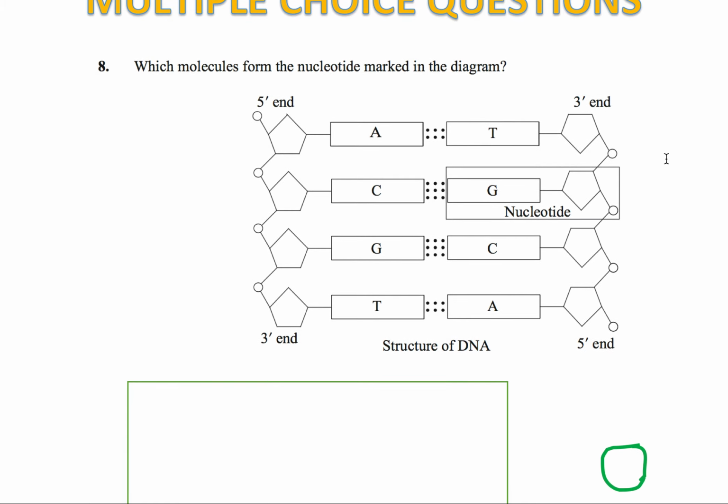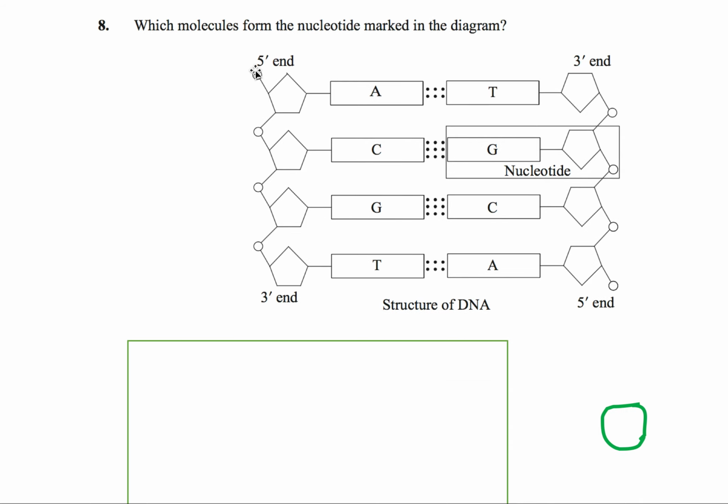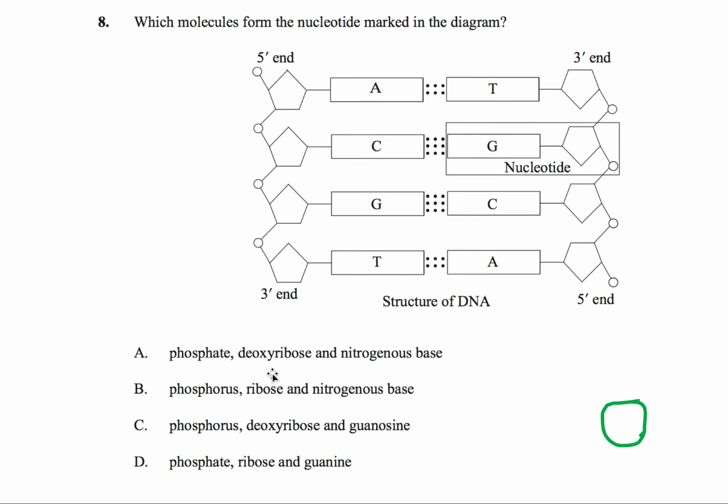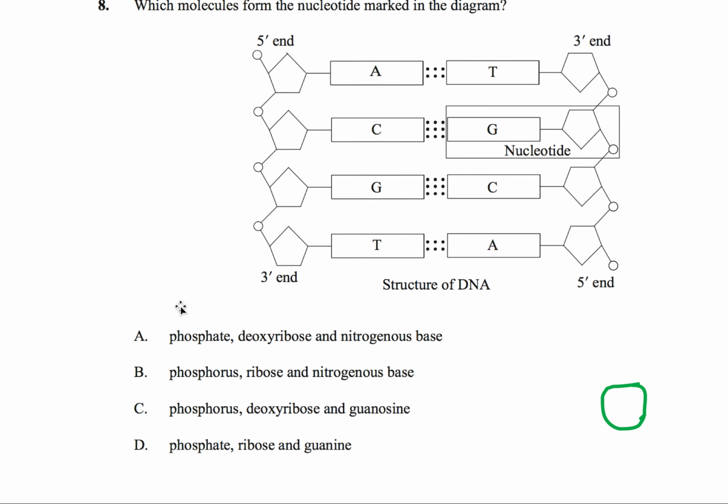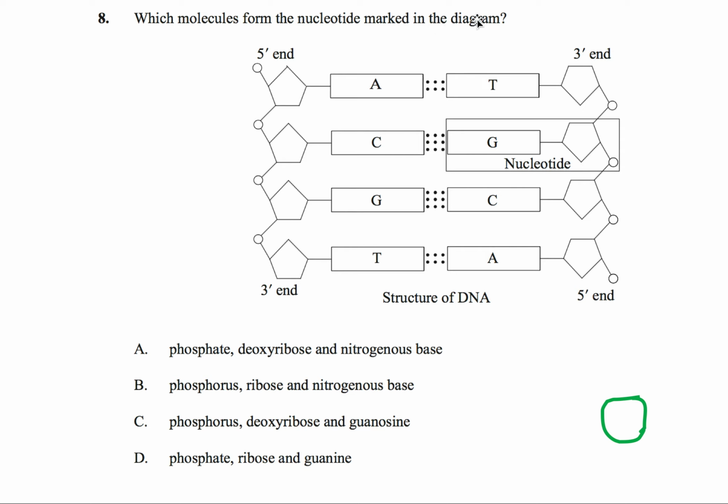Now that you've looked at the question and really get what's going on, let's see what options they're giving us. There's A, B, C, and D, right? They're asking which molecules form the nucleotide marked in this diagram. So we know this is the nucleotide. Which molecules form it? We know this right here is a part of it, and that's a base. This is the sugar and this is the phosphate. So those 3 things. Let's go to A. Phosphate, yes, a phosphate is one. A deoxyribose, yes, that's true. And a nitrogenous base.